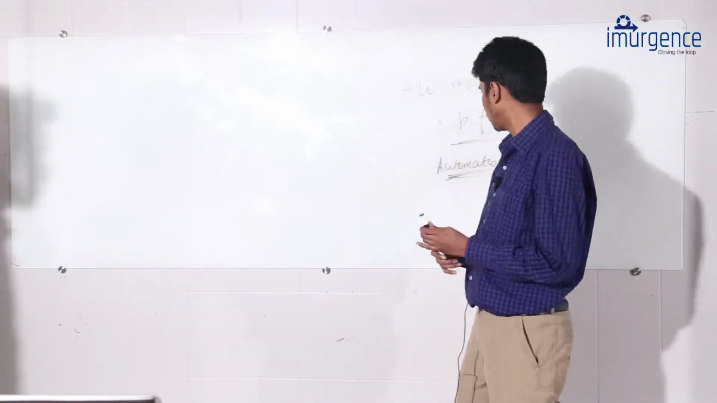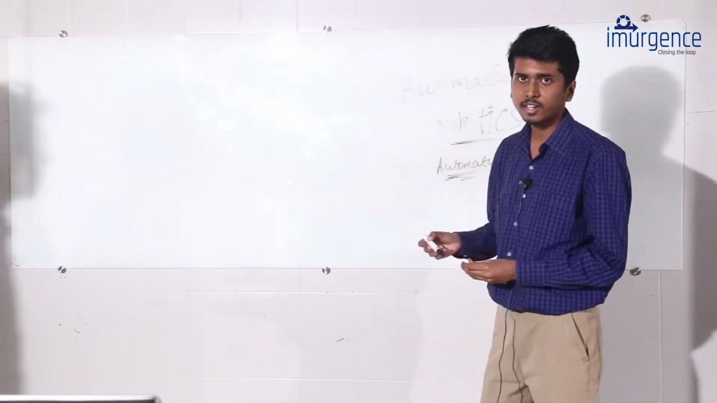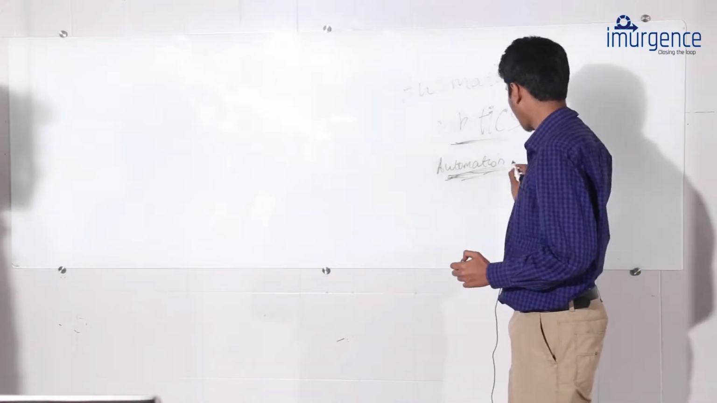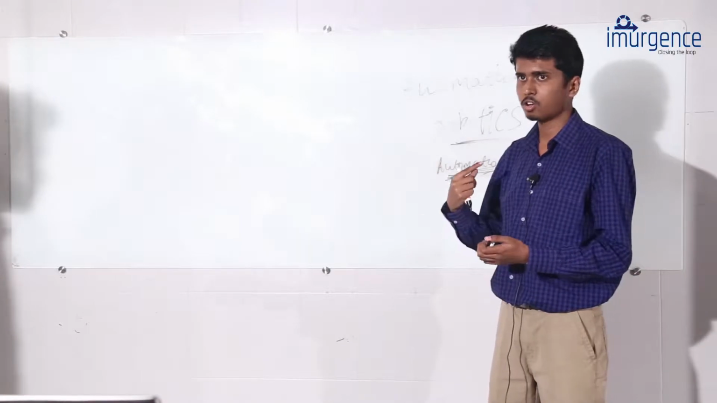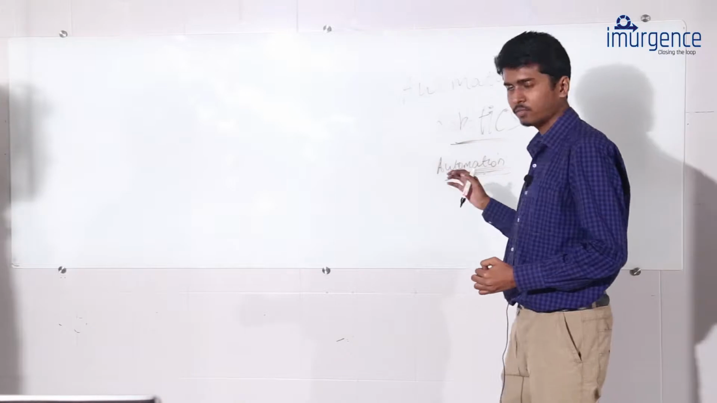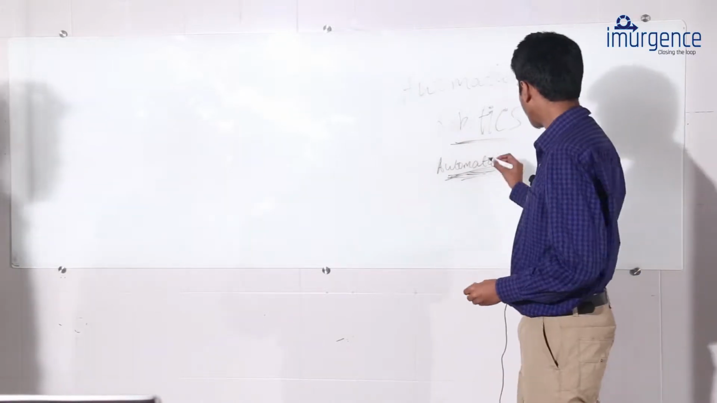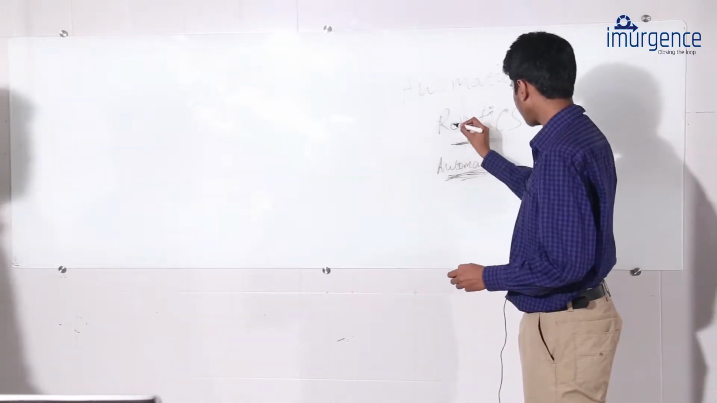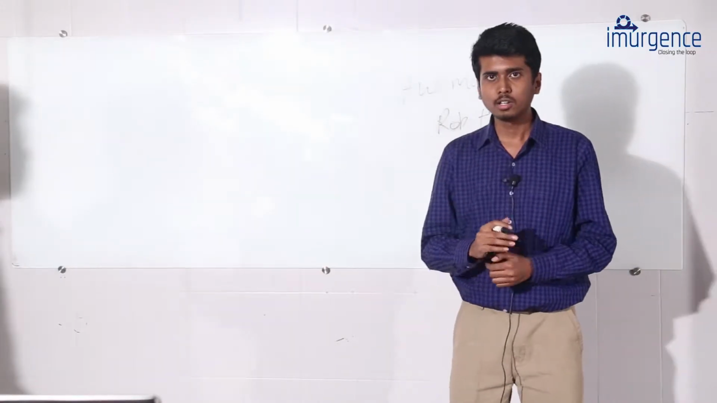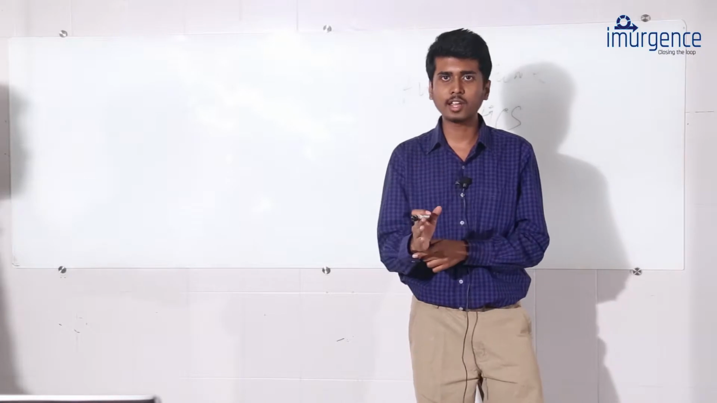So how are they related? First of all, as I have said earlier, automation is making a process autonomous, that is making it work without any human assistance. Robotics is making use of a robot. Let us take an example of a line follower robot. A line follower robot follows a particular line.